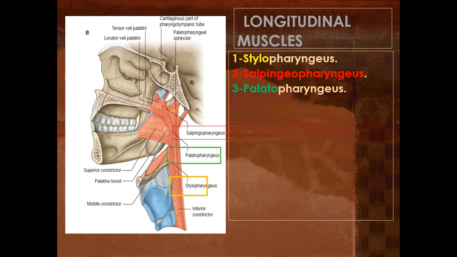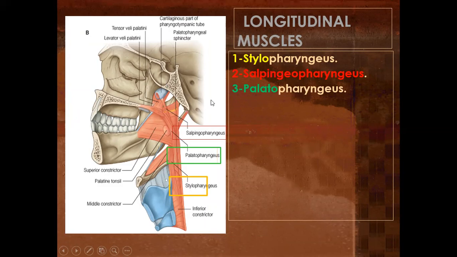So there are three longitudinal muscles. One is called the stylopharyngeus. Then we have the salpingopharyngeus and the palatopharyngeus. As the name indicates, the stylopharyngeus originates from the styloid process, going to the pharynx. The salpingopharyngeus goes from the auditory tube into the pharynx. The palatopharyngeus goes from the soft palate to the pharynx. So as the name indicates, they tell the origin and insertion also.